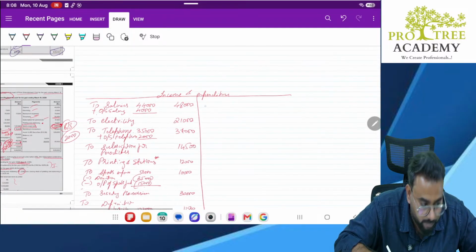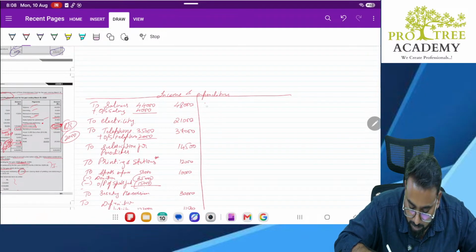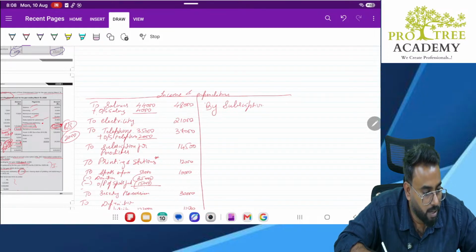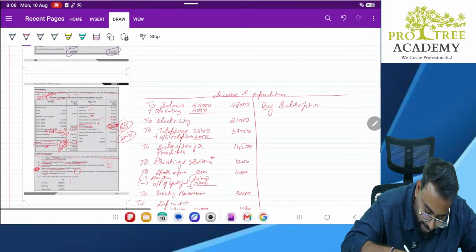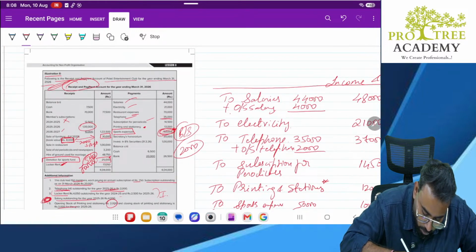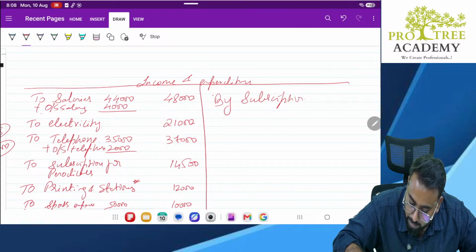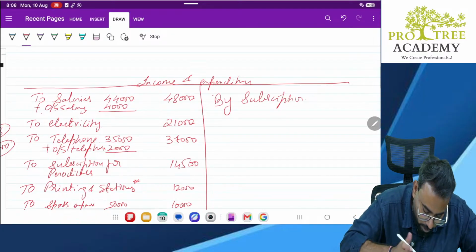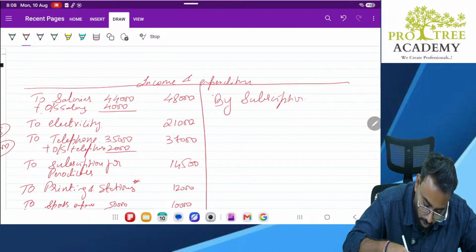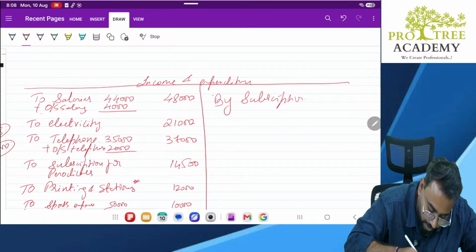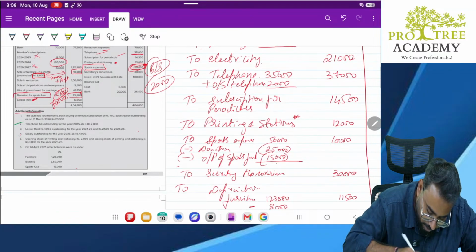Let's come to income. By subscriptions. How much have we received in the current year? Only take this amount. This and this you don't leave it. Why? It doesn't belong to current year. How much? 1 lakh. Plus, is there any outstanding? See, out of all these points, which have we covered? This point is covered, this is covered. Only this and this is remaining.